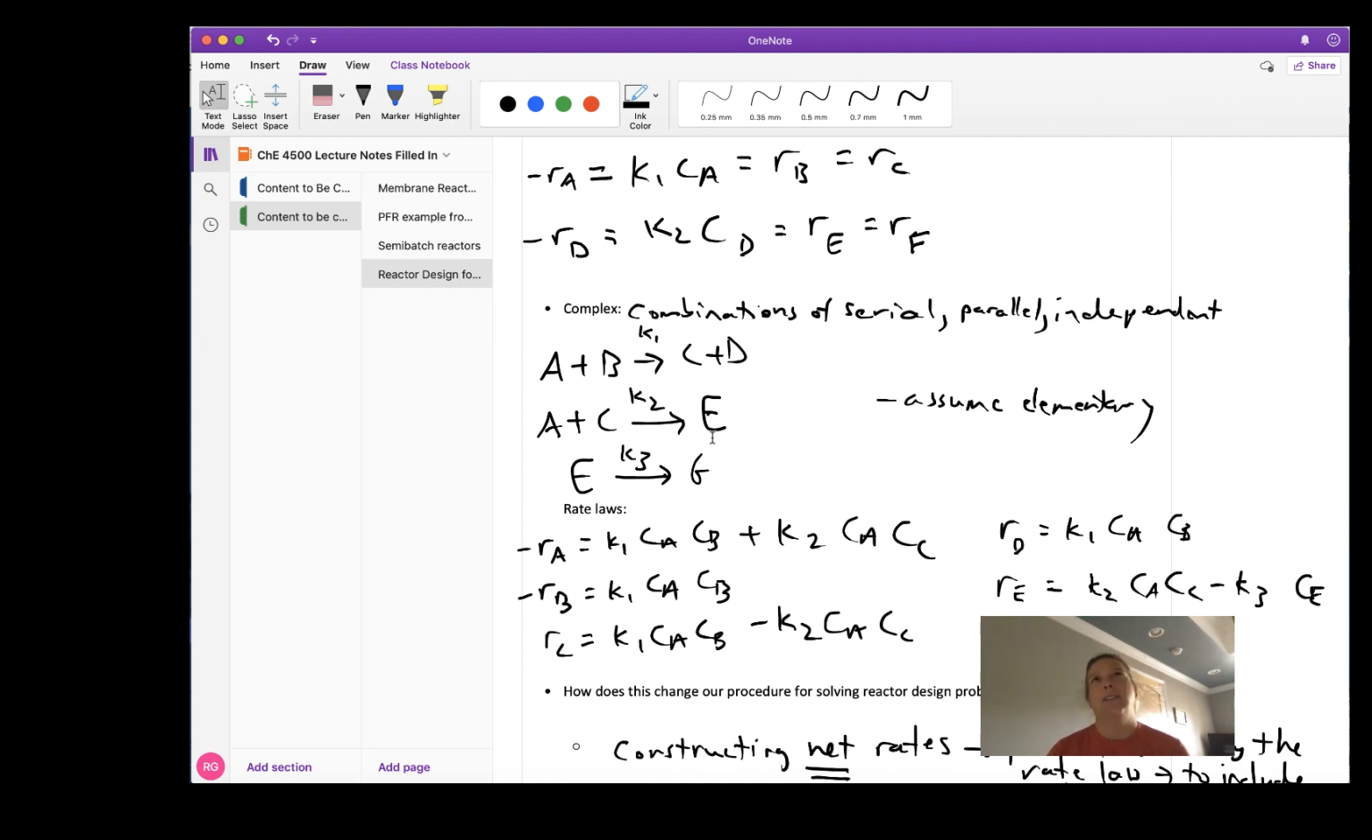In fact, if I try to solve this problem right here in terms of the conversion of A, then I don't have enough equations to satisfy all of my unknowns. So I must solve this system of equations in terms of F or N, depending if I'm in a flow or batch reactor. That's going to involve me writing mole balances for each of my different species. That will give me enough information to solve the problem.